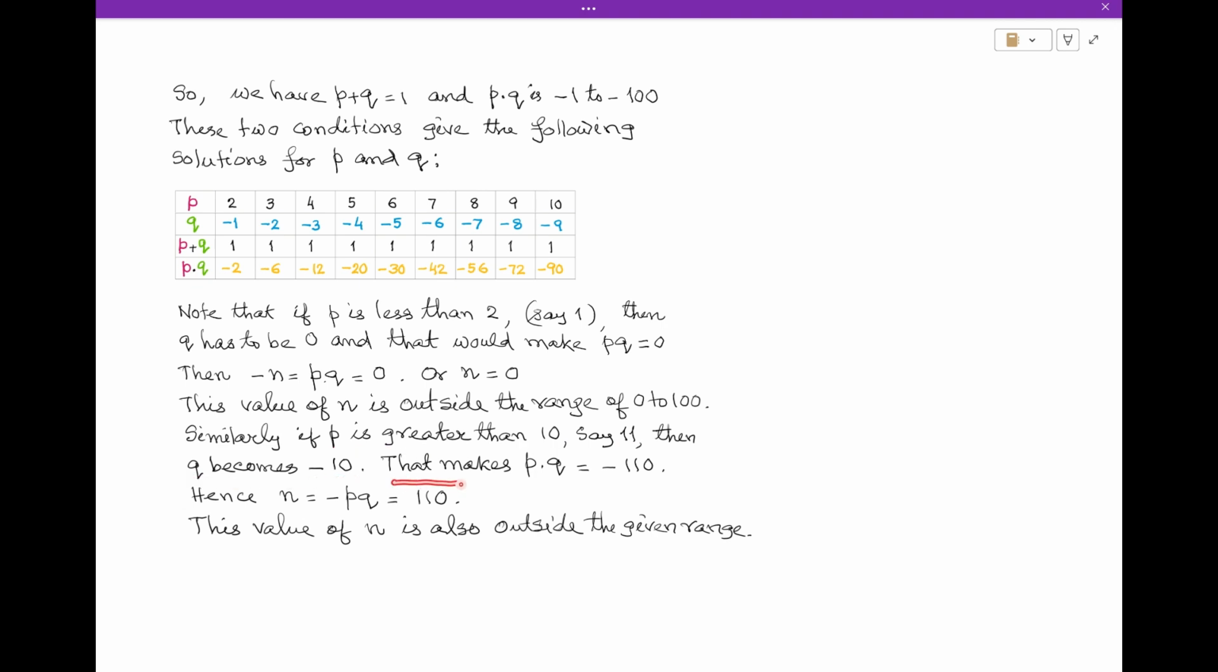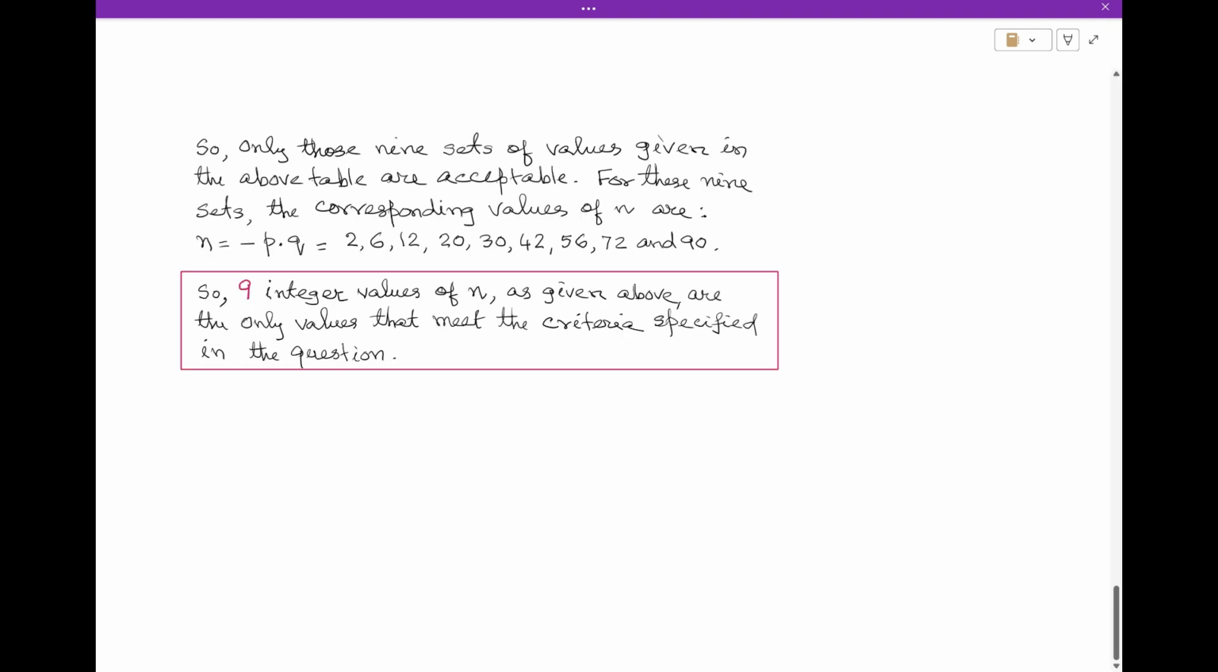That would make p multiplied by q equal to minus 110. Therefore, n would become minus pq, that is 110. This value of n is outside the given range and therefore not acceptable. So, the only values of p and q are those given in the table. Therefore, only those 9 sets of values given in the above table are acceptable.